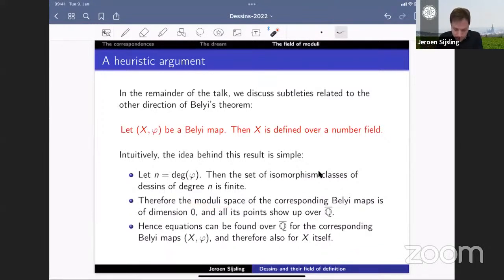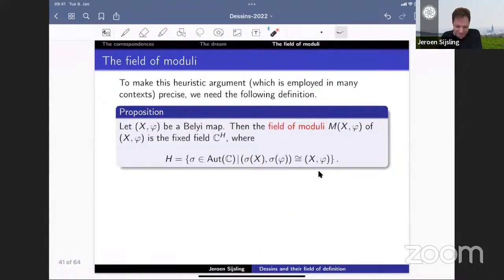Why is it so that when the points show up over Q bar, you have equations over Q bar? It's very plausible, but actually writing it down is something else. It's one of these well-known things, but when people say well-known, it usually just means someone else knows this. There's some amount of effort involved. And to make this heuristic argument precise, I need a definition, and that is the field of moduli.